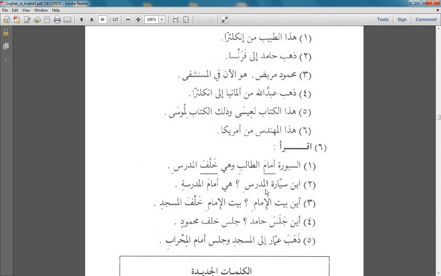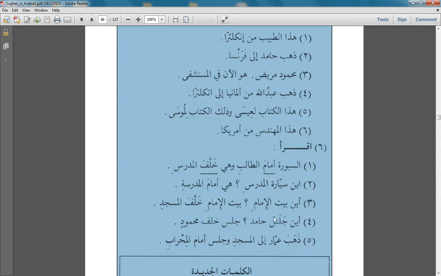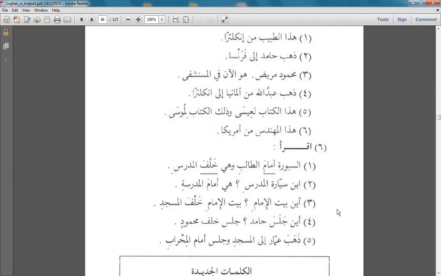أين سيارة المدرس؟ Where is the teacher's car? هي أمام المدرسة. It is in front of the school. أين بيت الإمام؟ Where is the Imam's house? بيت الإمام خلف المسجد. The Imam's house is behind the masjid. So بيت الإمام, it's مضاف and مضاف إليه. So إمامي, because it's مضاف إليه. خلف المسجد, behind the masjid, and masjidi is also mudaf ilayhi here, so it takes a kasra.